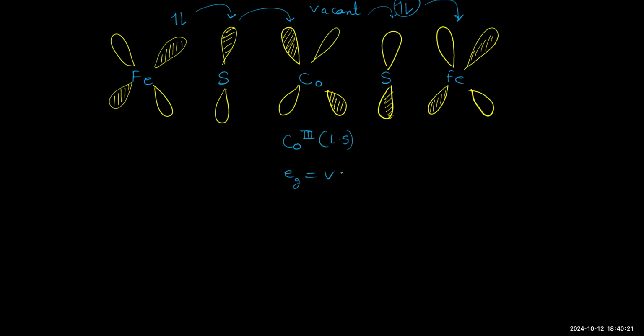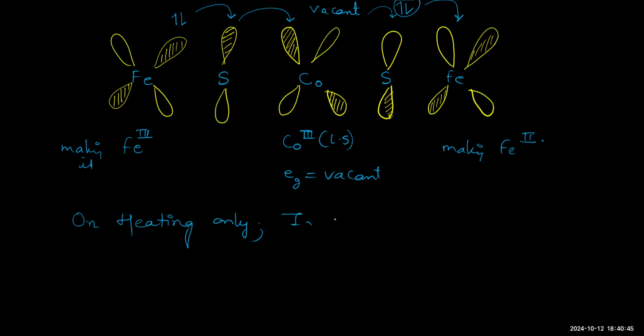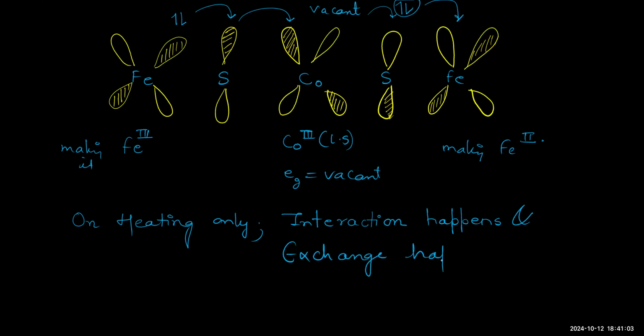So Eg is totally vacant. So they are taking an electron from here, making it iron 3, and making this one iron 3, right? So the transfer is happening on heating only, where the interaction happens and the exchange happens.